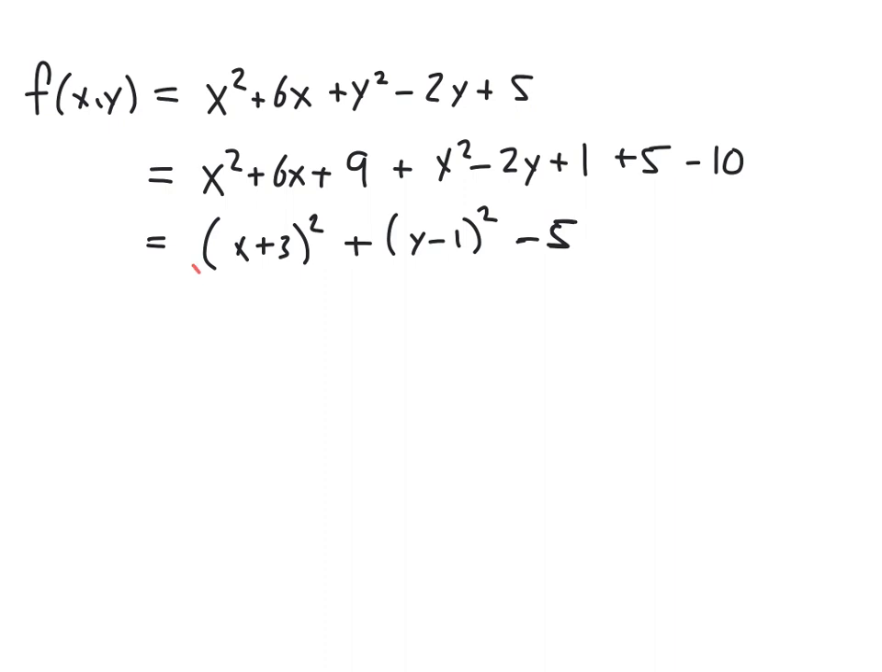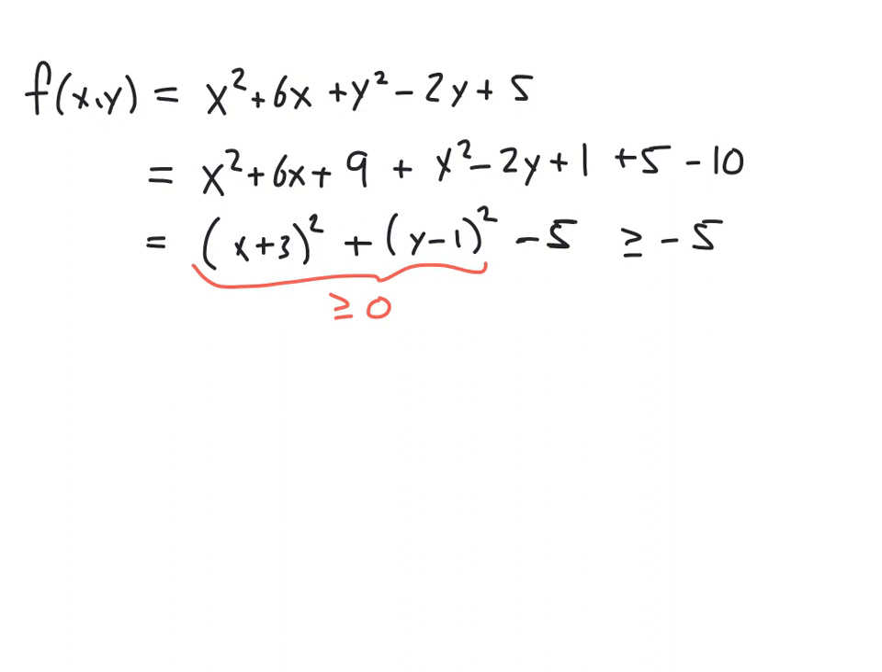And now what we notice is that these first two terms are the sum of two squares. So these must combined be greater than or equal to 0. It's possible that expression is exactly 0, if x is negative 3 and y is 1. But otherwise, this is going to be bigger than 0. And therefore, the entire function, that thing minus 5, is always going to be greater than or equal to negative 5.